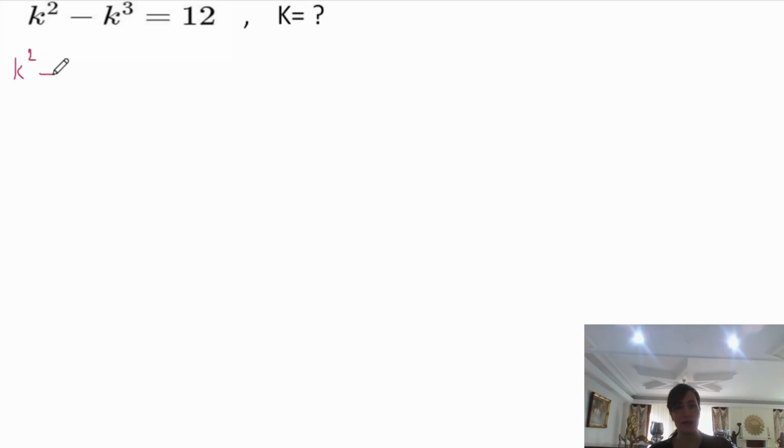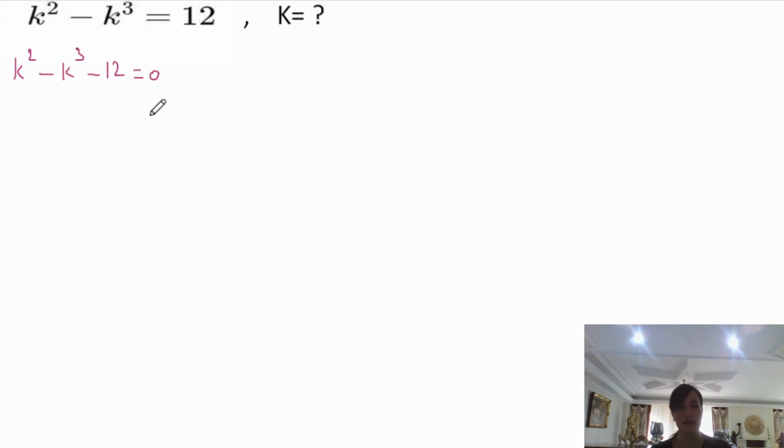k squared minus k cubed minus 12 equals 0. Now I think about 12. From 0 to 12, I have to find the one number such that the cube of this number and the square of this number add up to 12. From 0 to 12, negative and positive, I consider it.